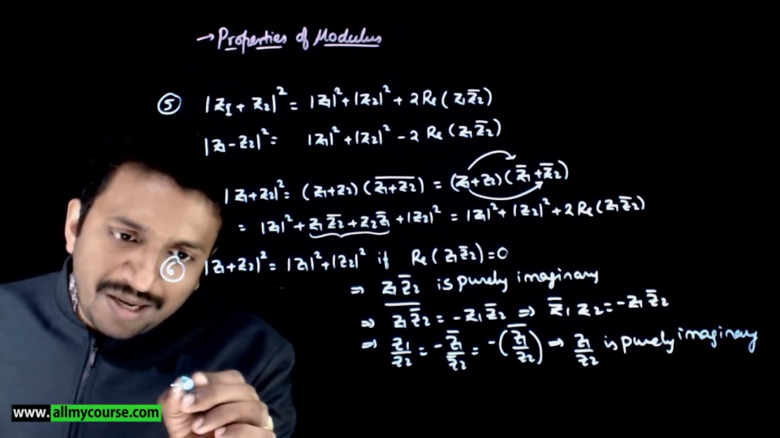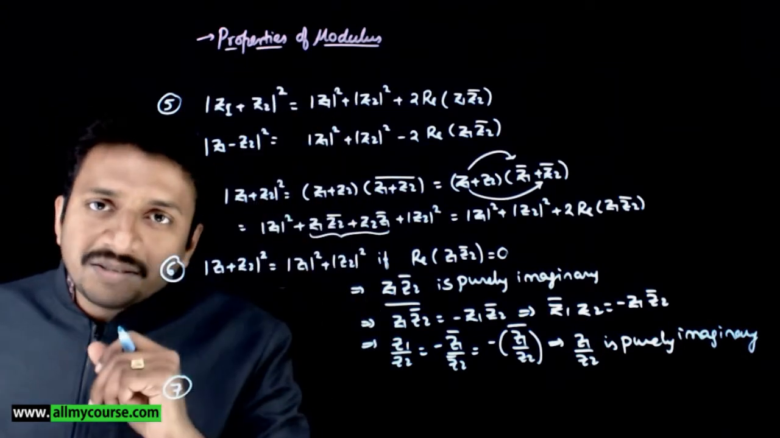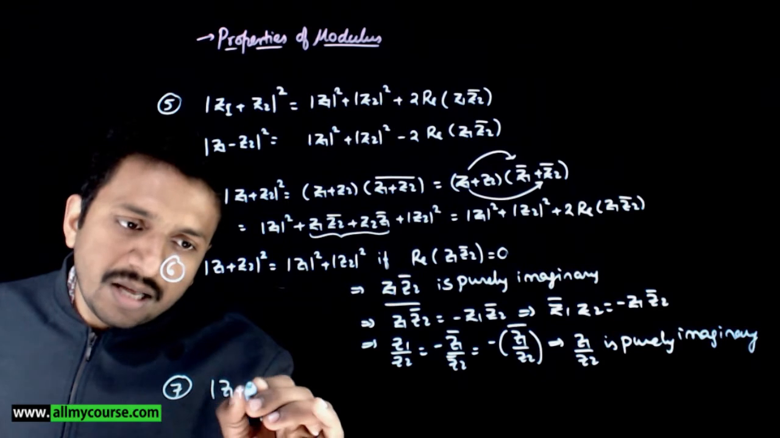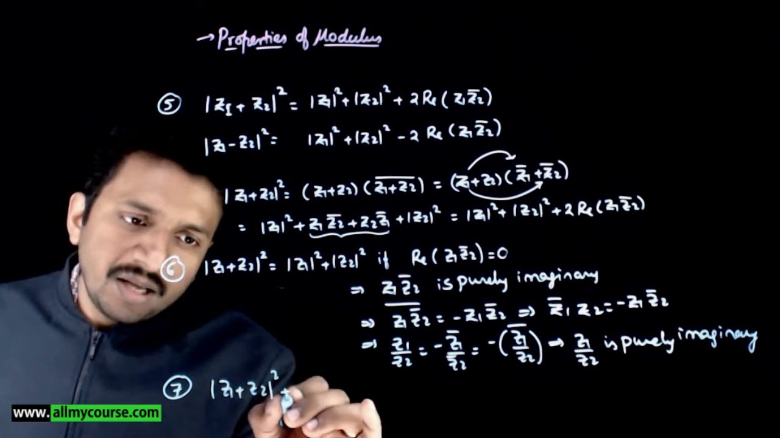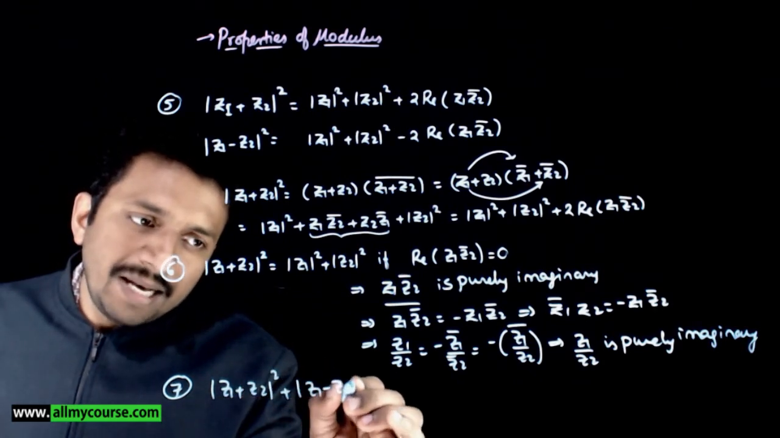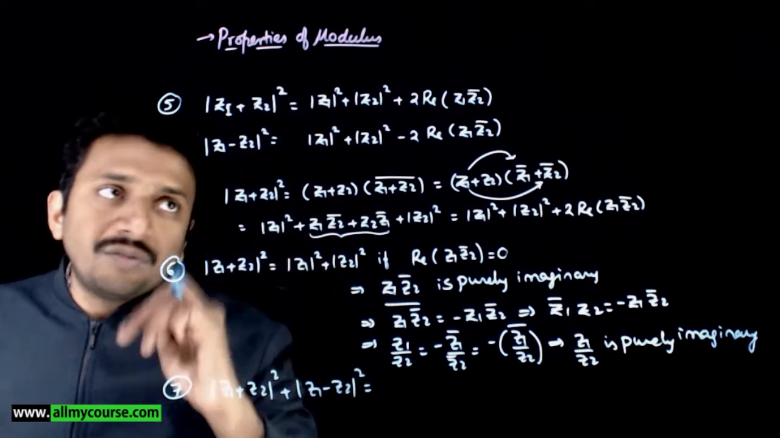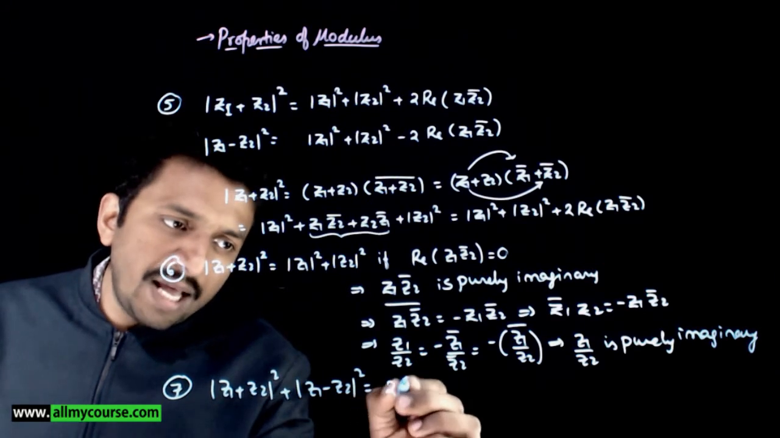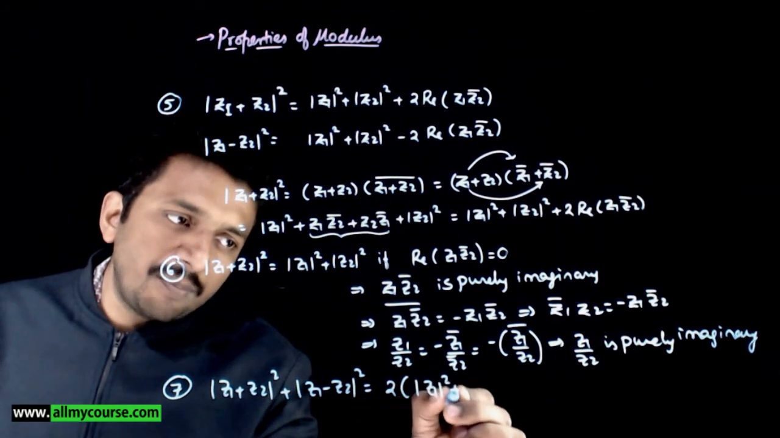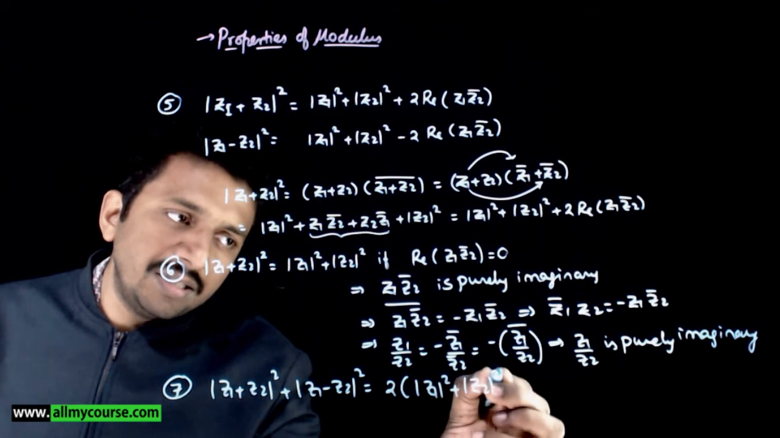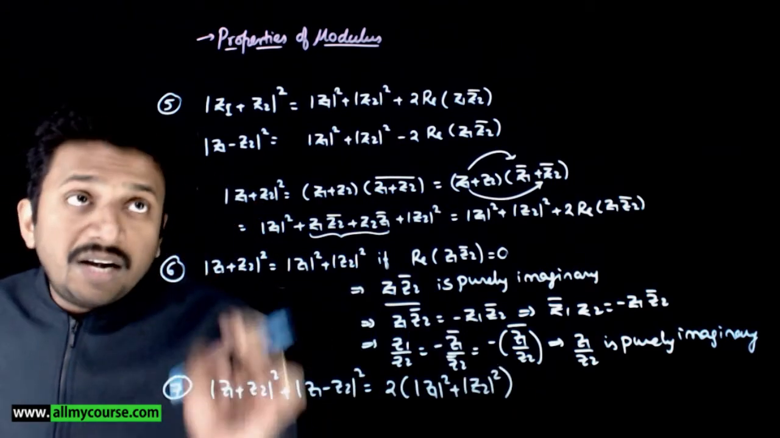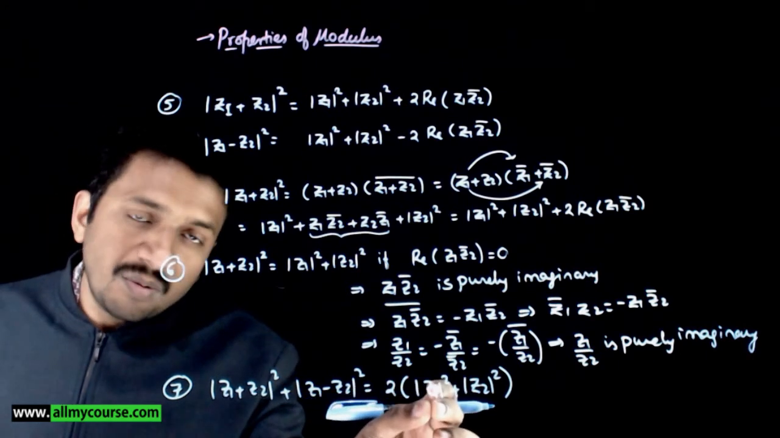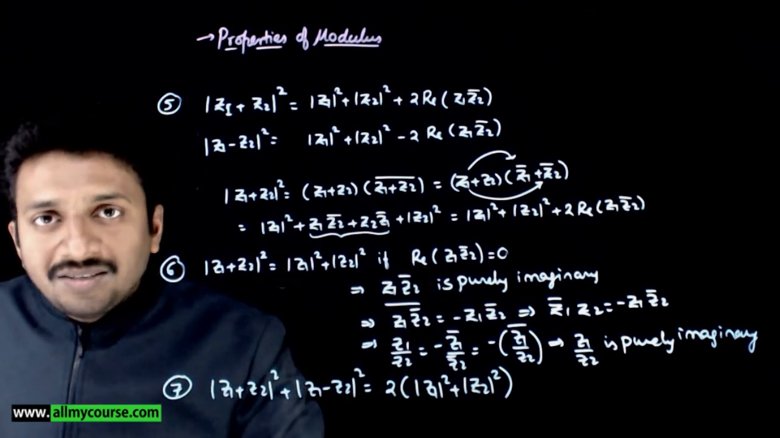Now, the next property is also related to these two formulas, which is the addition of these two. What is mod of z1 plus z2 whole square plus mod of z1 minus z2 whole square? So what is the addition of these two? If you add these two, the terms get cancelled. So this will be equal to 2 times mod z1 square plus mod z2 square. So mod z1 plus z2 whole square plus mod z1 minus z2 whole square is 2 times mod z1 square plus mod z2 square.